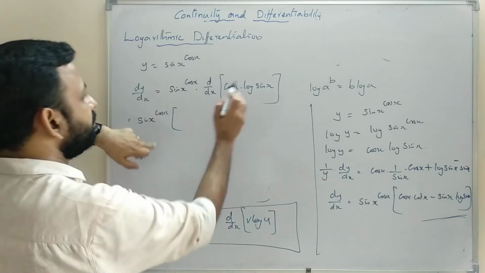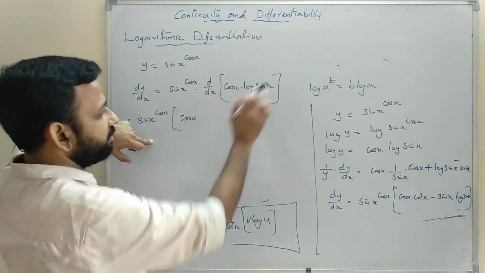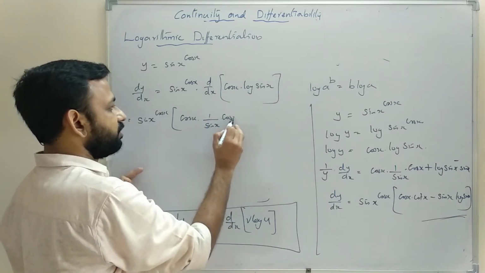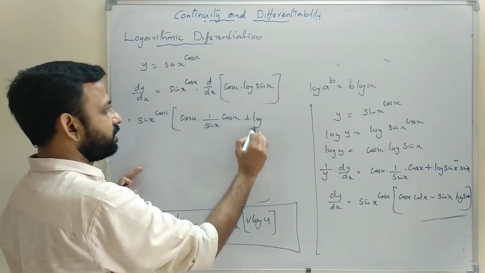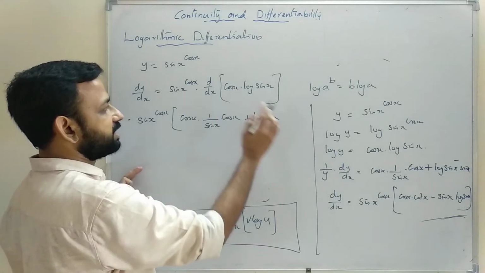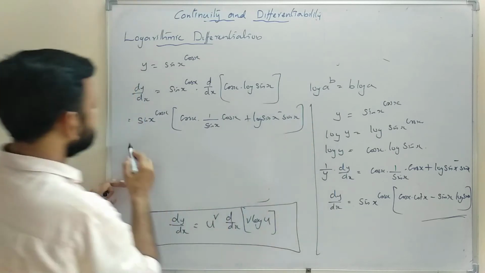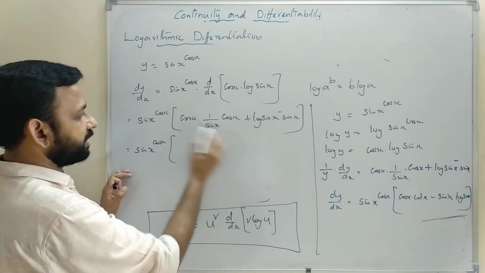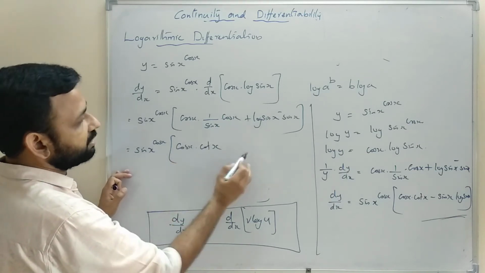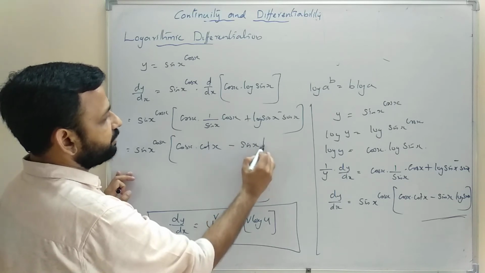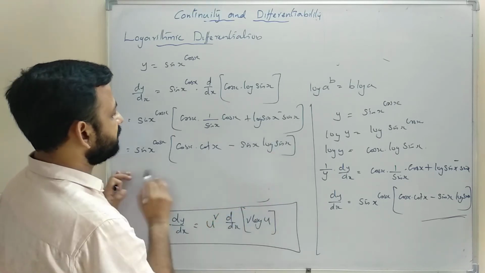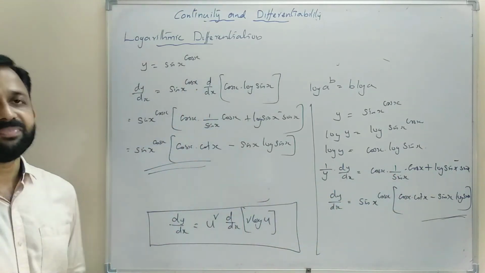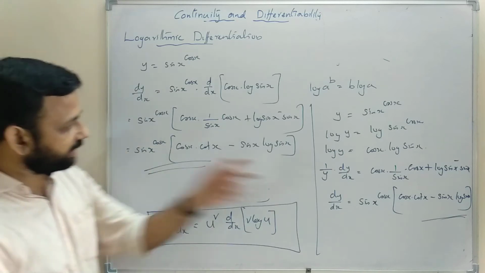Then we will apply the product rule, first function cos x into derivative of log sin x, 1 upon sin x into derivative of sin x, cos x, plus second function log sin x into derivative of cos x, minus sin x. So that is sin x raised to the power cos x, then cos x by sin x is cot x, so cos x into cot x minus sin x into log sin x. So we got the same answer here, and here we applied the formula, and here we didn't apply the formula.